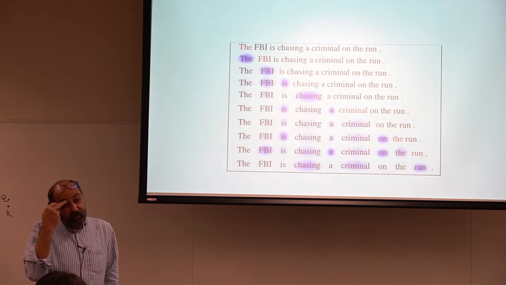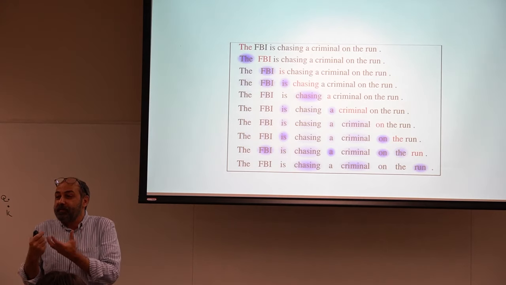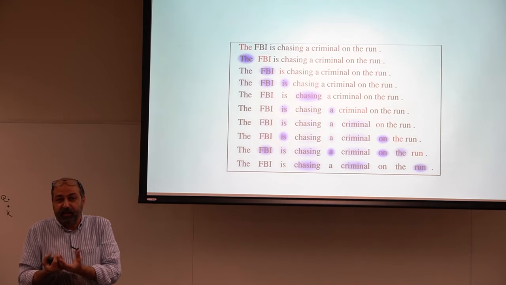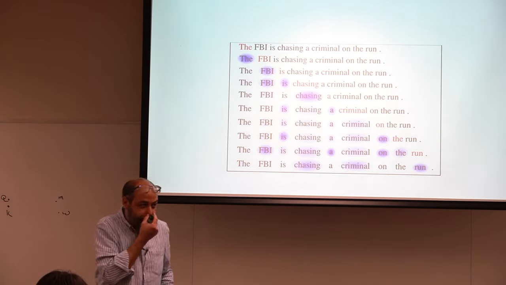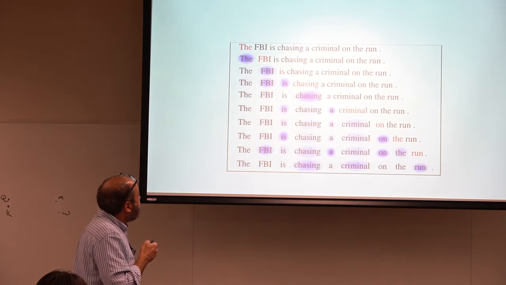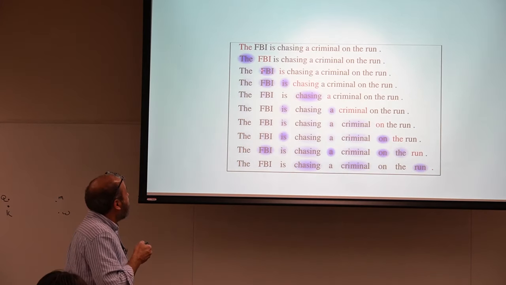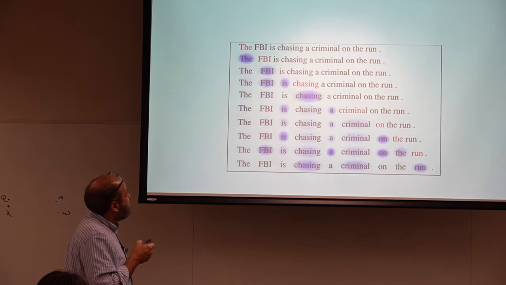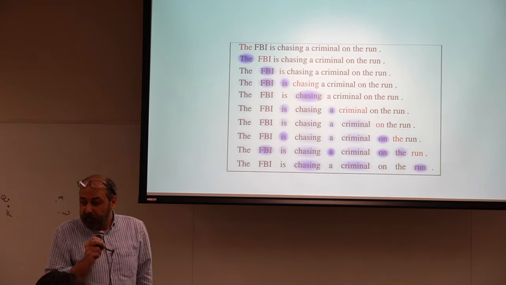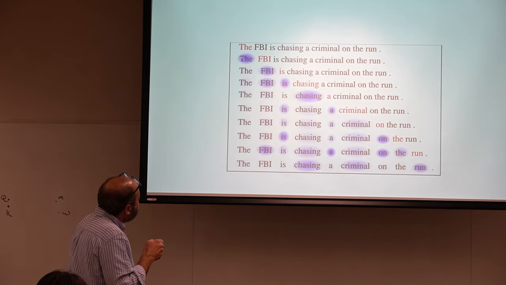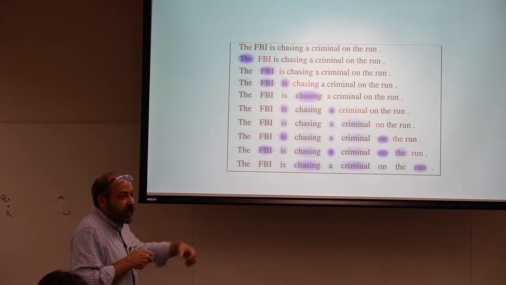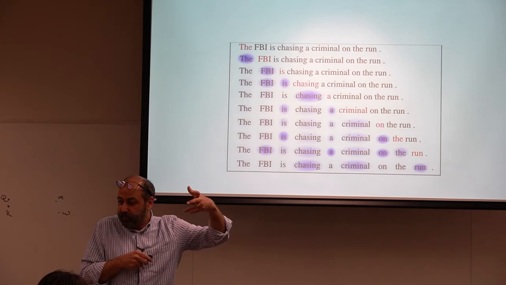Okay, so this is another example of how self-attention comes into play. If you have this sentence, the FBI is chasing a criminal on the run. Red is the word that you are reading at the moment, and this shade is basically your memory from the past.